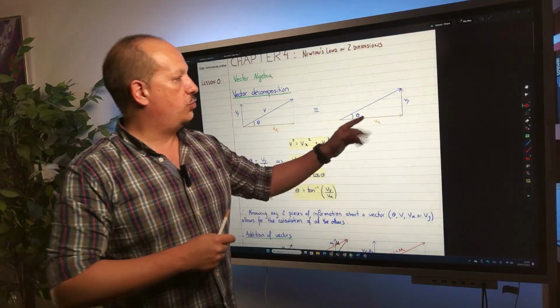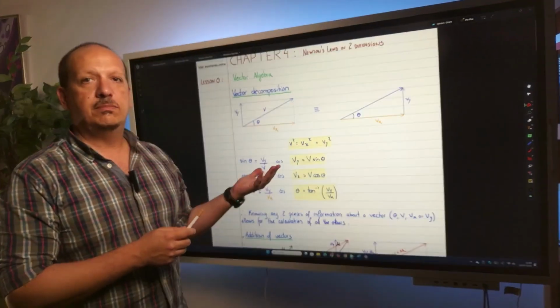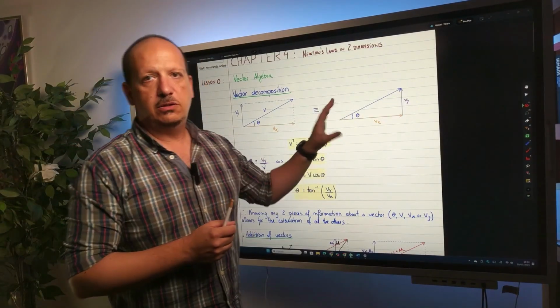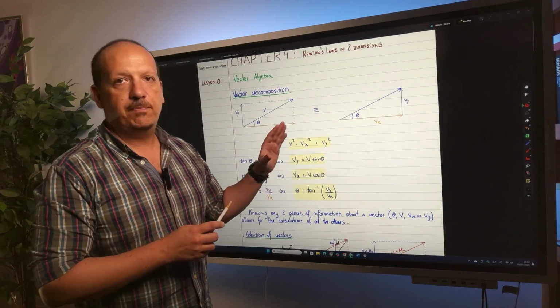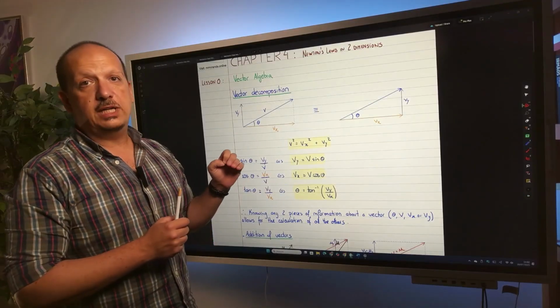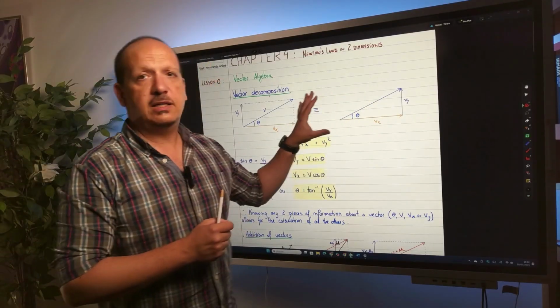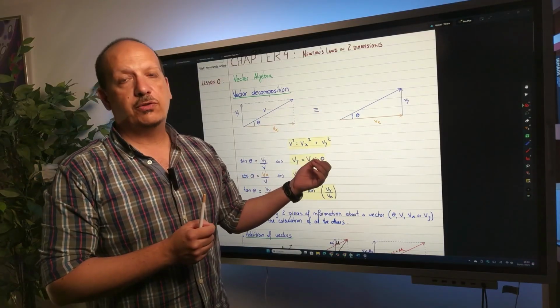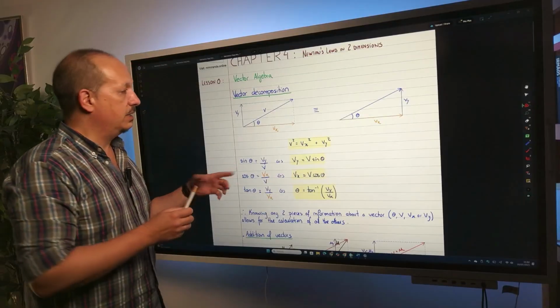So if you know any two of these, you can get the third one. All right? And you don't need to know the angle to know that only. But if you do know the angle and one of these, you can get the other two as well. And you use what for that? You use SOHCAHTOA. All right?